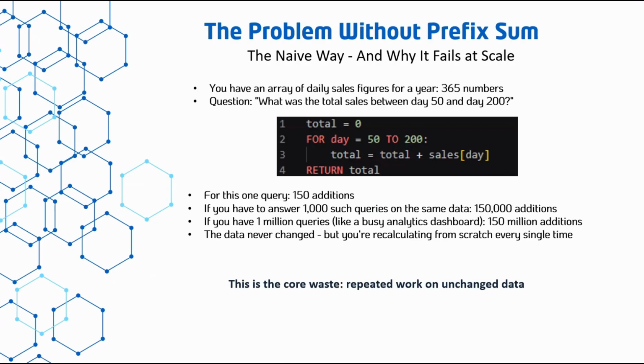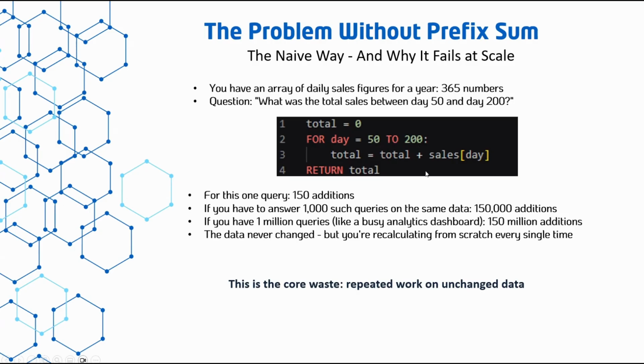Without the prefix sum, again we'll go with the same flow. Think you have an array of daily sales figures for this number of years, and you're asking the question: what's the total sales between day 50 and day 200? Now this is the difference. Earlier in the hash map, we kept a running total, but in this scenario we have a different where clause. We are just asking from the middle: from this to this, give me my total. The earlier scenario was like having a running total, not like this.